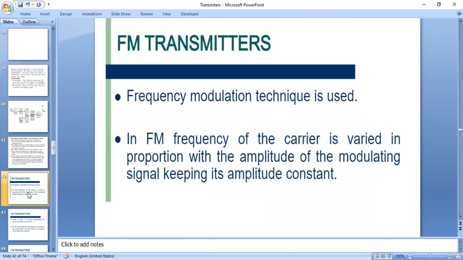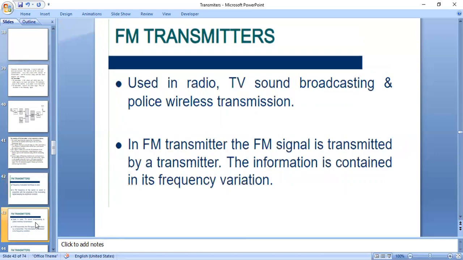So these are the main blocks included in FM transmitters. We have a pre-emphasis network at the transmitter, the FM modulator and frequency multiplier, and then the power amplifier. After that, we have the transmitting antenna. In FM transmitters, the technique used is frequency modulation. We know that in frequency modulation, the frequency of the carrier signal is varied with respect to the amplitude of the message signal. So the frequency variations depend on the amplitude variations of the modulating signal, so that the FM transmitter can be used in radio, TV and broadcasting wireless transmissions.